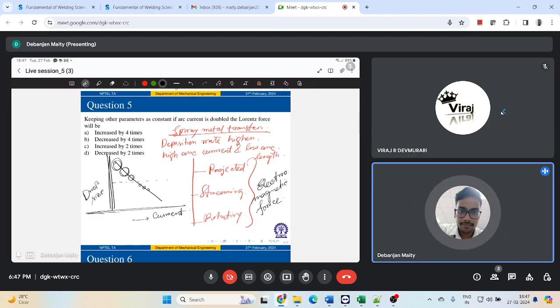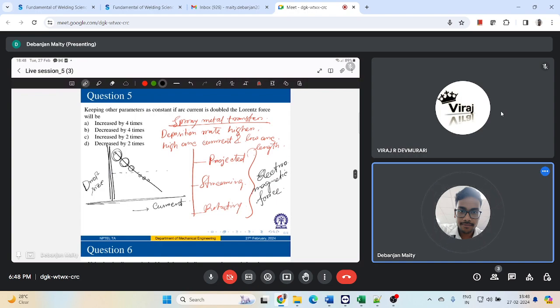Now, in terms of streaming spray metal transfer, again, as I said, electromagnetic force is your main governing force. However, there will be a further increase in your welding current. Whenever you increase your welding current more than what you use for projected spray, you will end up with this streaming spray one. So what is happening over here? As you are increasing the current a lot, there will be more heat produced at the electrode tip, right?